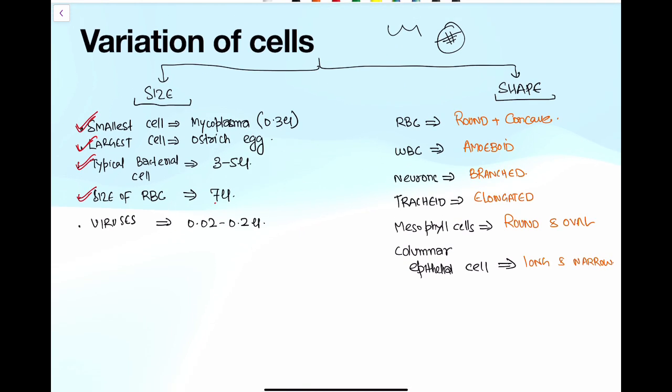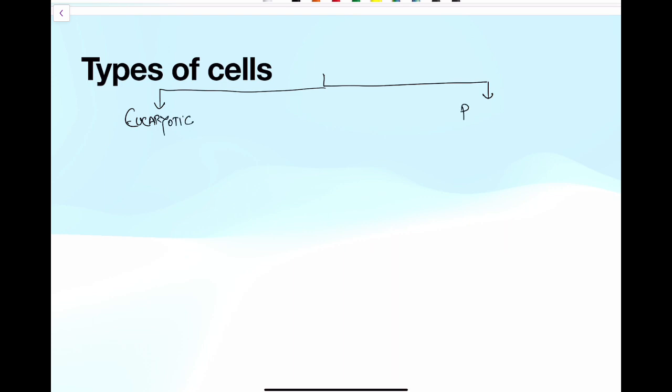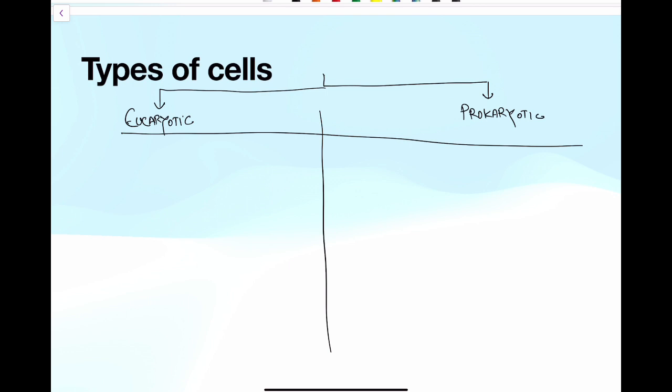So we discussed discovery of the cells and variation of cells. Let's go to the next part, types of cells. This is very easy. We have mainly two types of cells. We have eukaryotic cells and we have prokaryotic cells. And we are going to list the differences among them.